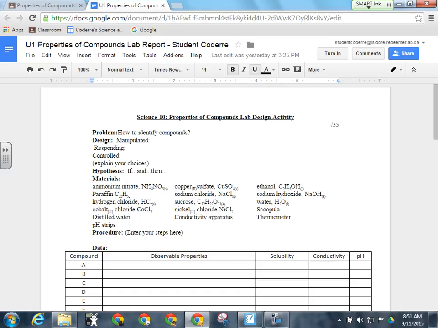And again, we want an explanation of that. Why is that the responding variable? How is it responding to what we're doing? How is that going to help us with what we're trying to do?